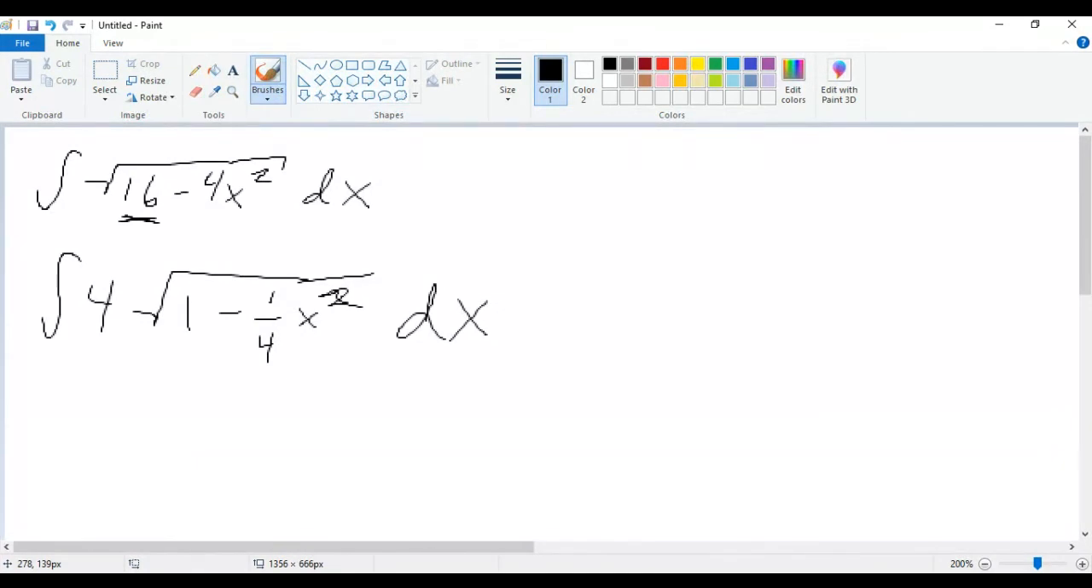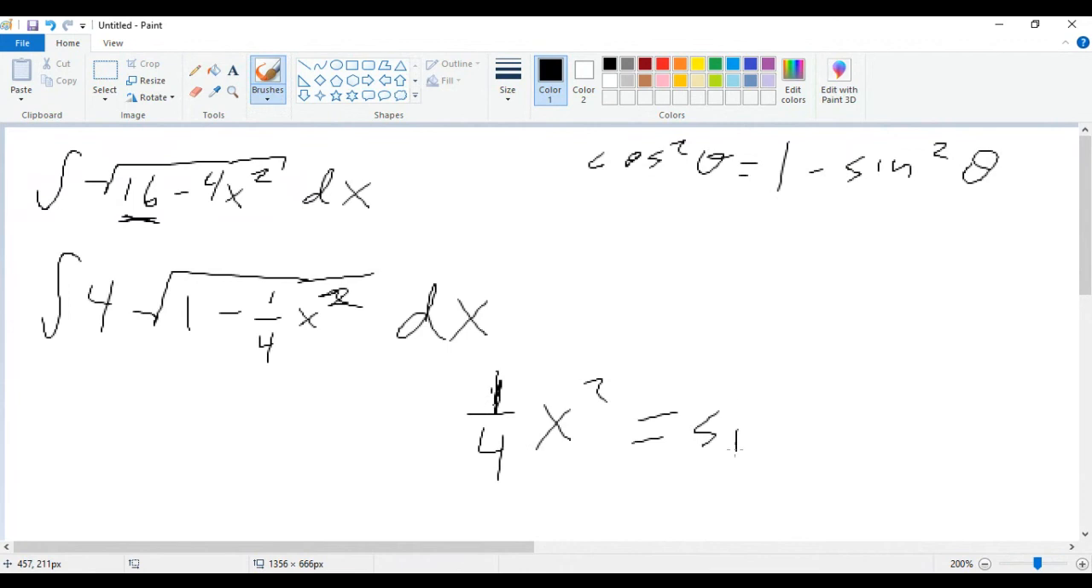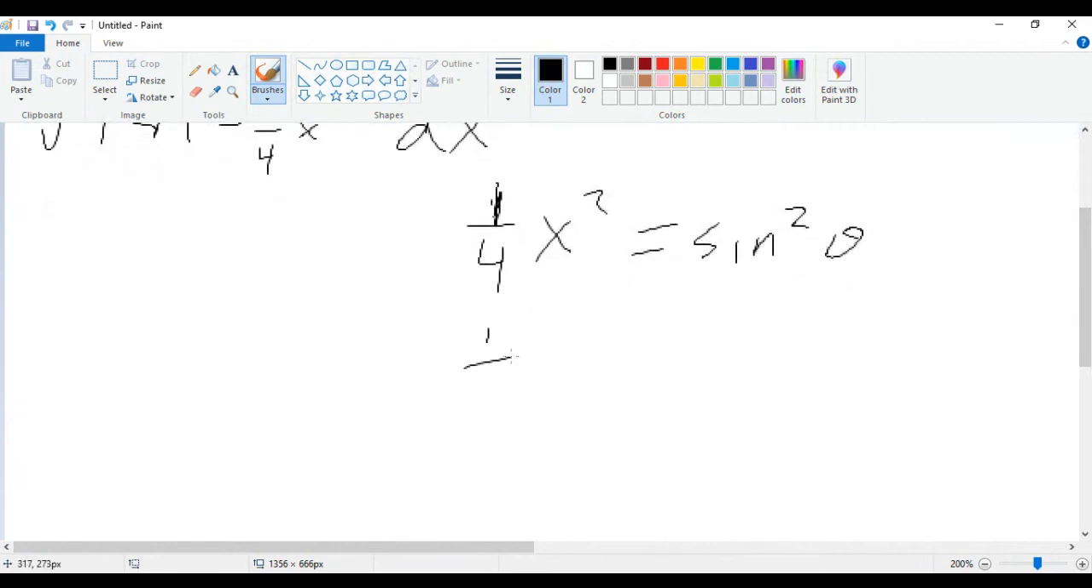So in this case, because we have 1 minus u squared, that tells us we need to use the identity cosine squared theta is equal to 1 minus sine squared theta. So we need to match up our 1/4 x squared with sine squared. Let's say 1/4 x squared is equal to sine squared theta. Easy as that. Then we take the square root of both sides, get that 1/2 x is equal to sine of theta, and I'll go ahead and solve for theta. We get that theta is arcsine of x over 2.